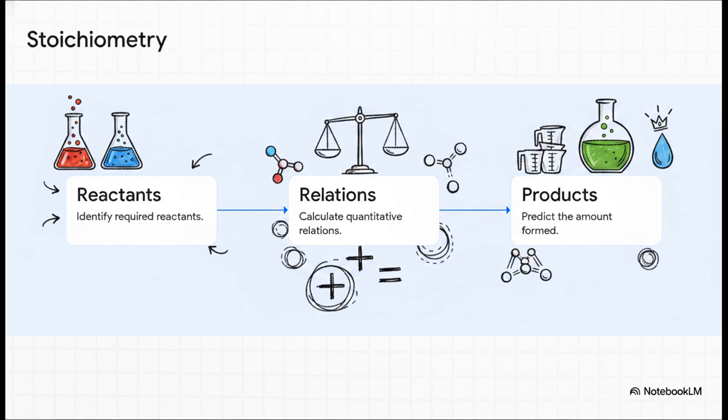Step 1, identify your reactants. Step 2, use balanced equations to calculate the exact quantitative relationship between them. And Step 3, predict the exact amount of product you're going to make. Stoichiometry is how chemists know precisely how much of substance A they need to mix with substance B to get the absolute perfect amount of substance C without wasting a single drop. It's a real game changer.